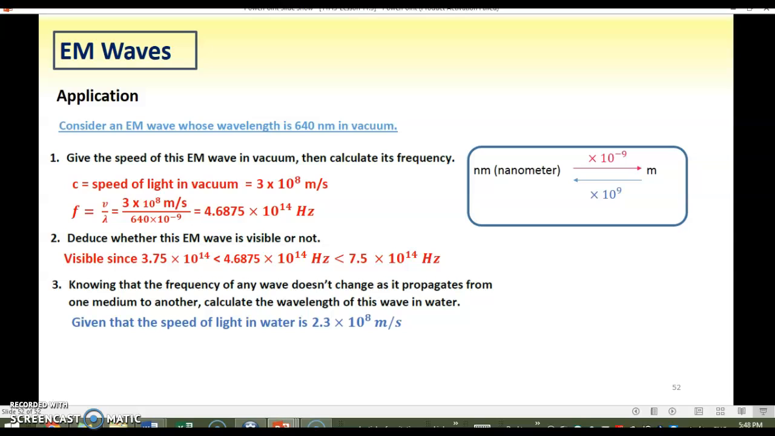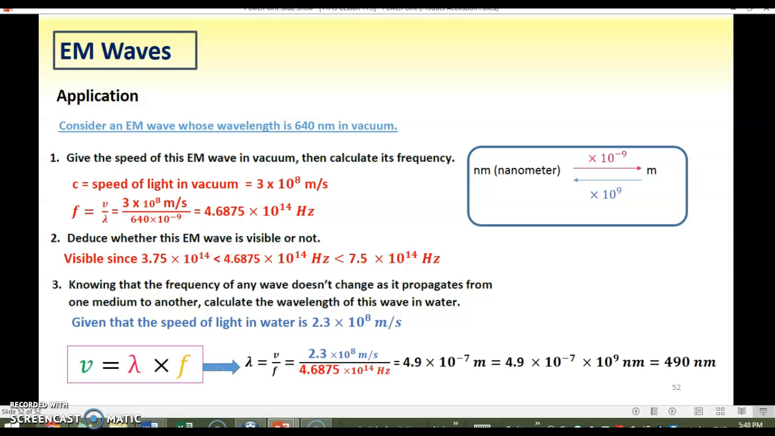Given that the speed of light in water is 2.3 times 10 power 8 meters per second, we can apply the formula v equals lambda times f, and thus divide both sides by f in order to obtain lambda alone. So lambda is v over f. Substituting 2.3 times 10 power 8 meters per second over 4.6875 times 10 power 14 Hertz, we get the answer in the SI unit because both the speed and the frequency were substituted in the SI unit. So lambda here is in meters, 4.9 times 10 power minus 7 meters.